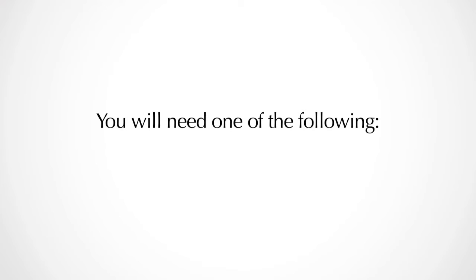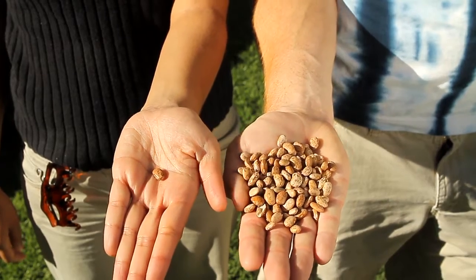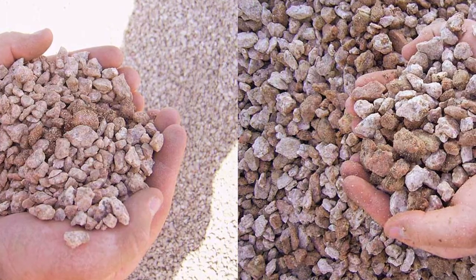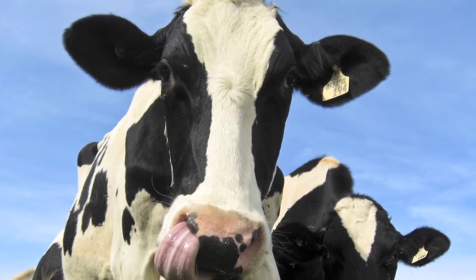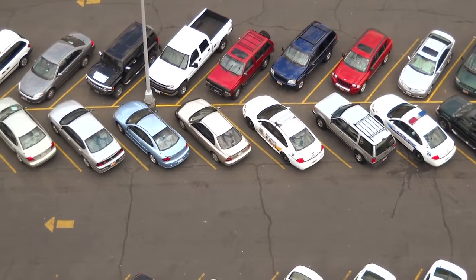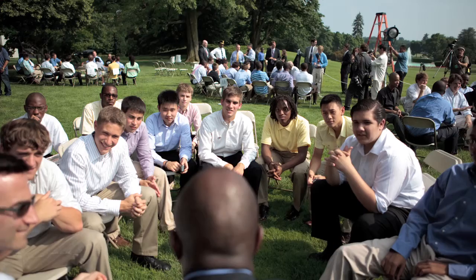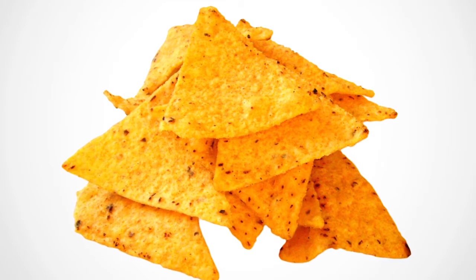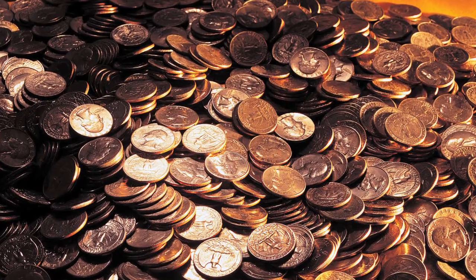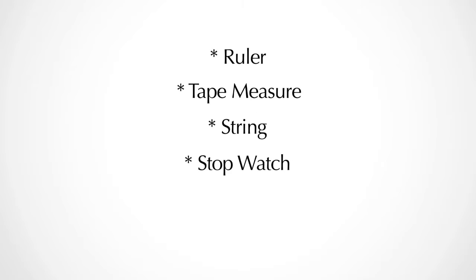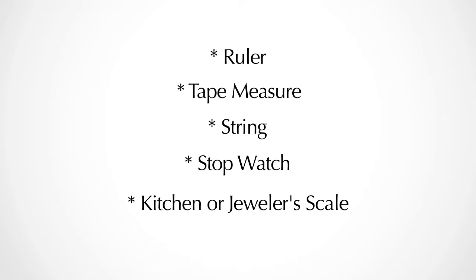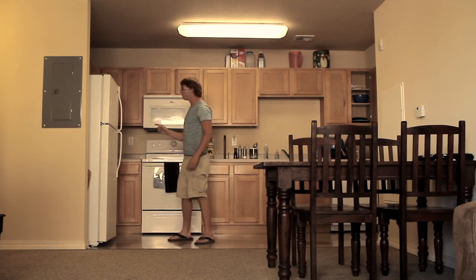You will need the following items to perform a simple experiment: either a half cup of pinto beans, a bag of marshmallows, several handfuls of gravel, 30 bushes or trees, a herd of amiable dairy cows, access to a parking lot full of cars, a few shelves of books, 30 friendly people, 2 bags of tortilla chips, or 30 coins of a single denomination. You will also need appropriate tools for measurement, such as a ruler, a tape measure, string, a stopwatch, and/or a kitchen or jeweler's scale. You will not need all of these items.